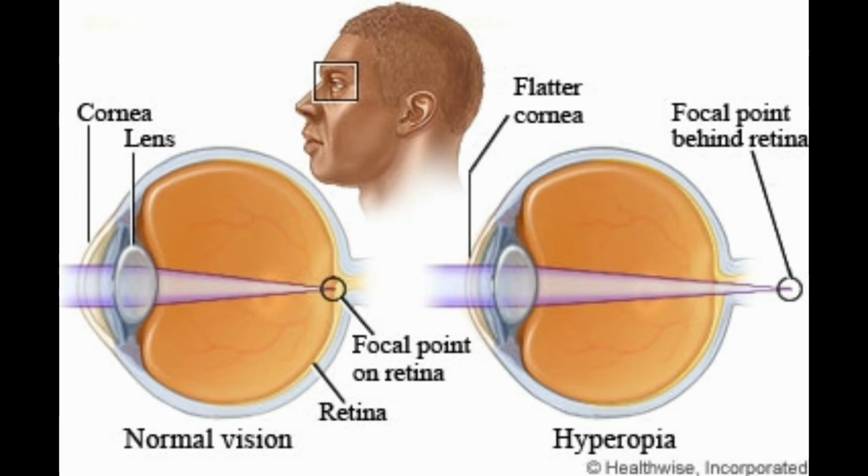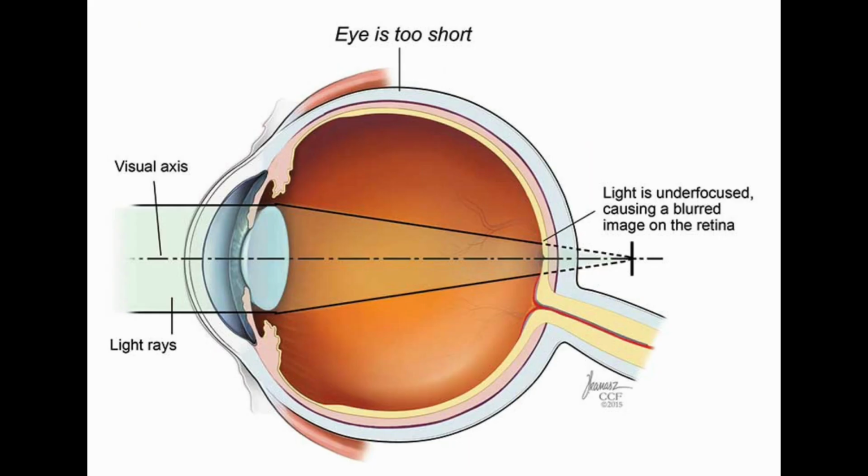The second defect of vision is hypermetropia or long-sightedness. It is that defect of the human eye by virtue of which it can see clearly the objects lying at large distances from it, but the nearby objects cannot be seen clearly by the hypermetropic eye. As you can see in the second diagram, the image is formed behind the retina. It means the focal point is behind the retina. In hypermetropia, the eyeball is too short, and light is under-focused, causing a blurred image on the retina.